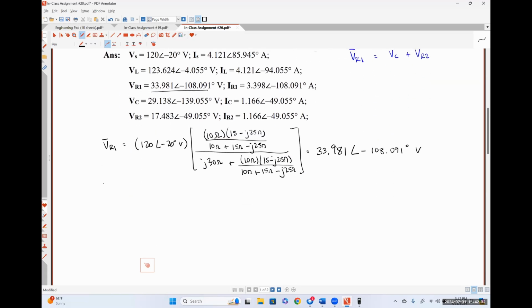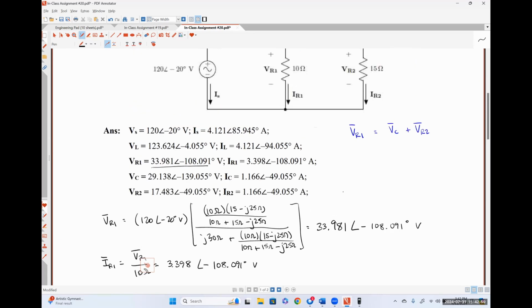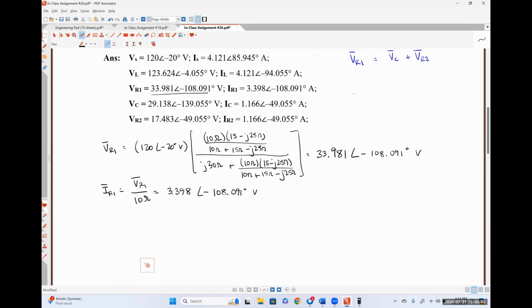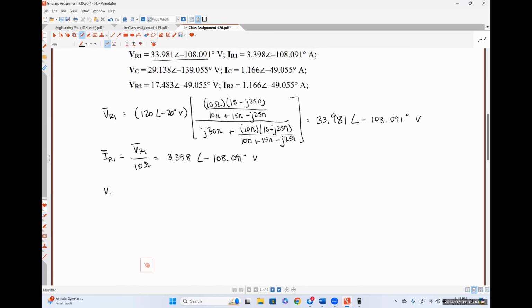So IR1 would just be VR1 over 10 ohms. So that's easy enough. I just move the decimal place one over. So that's 3.398 with an angle of negative 108.091 degrees, amps. We could just as easily do voltage division again to find VC or VR2. So let's do that, I guess.